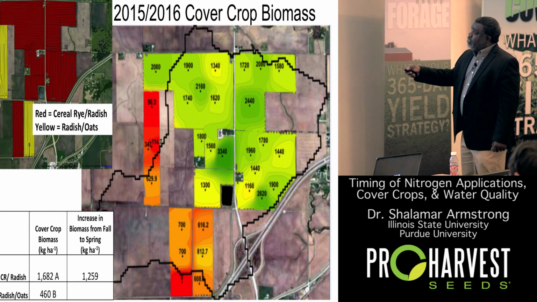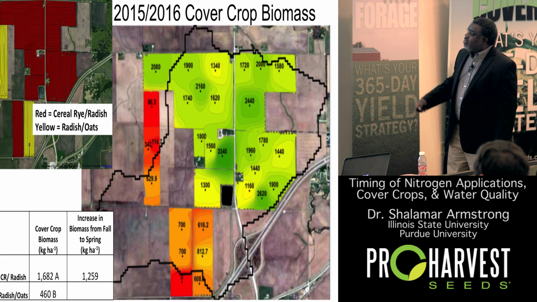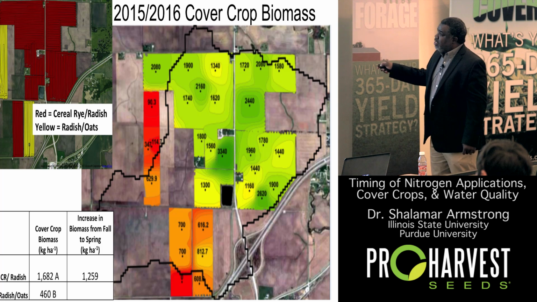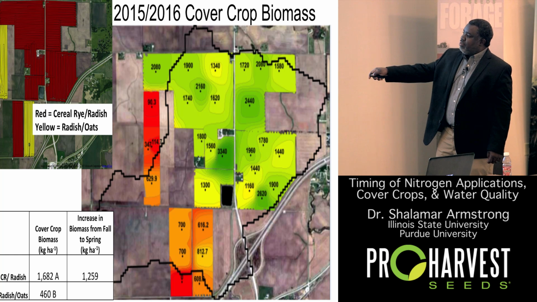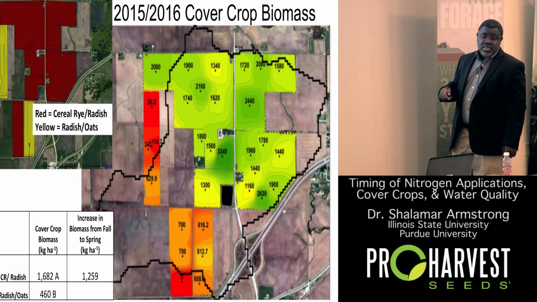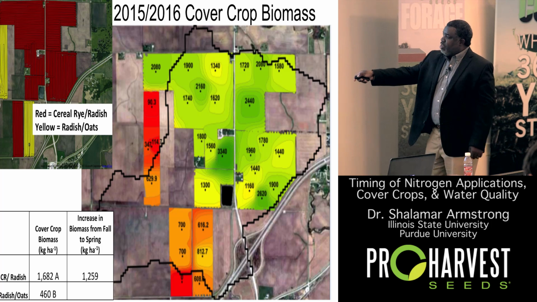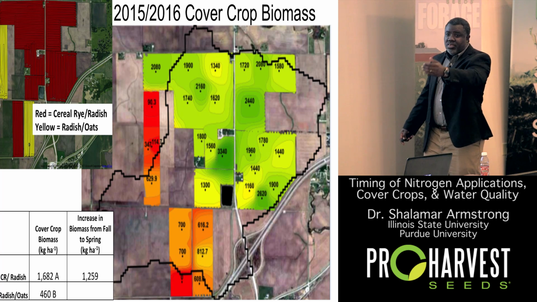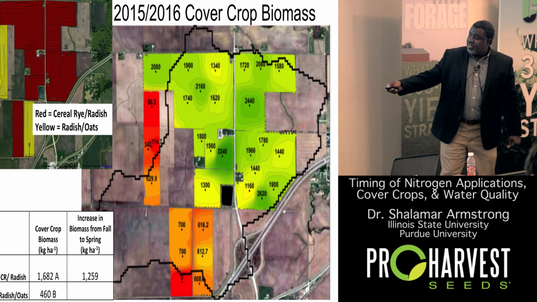Okay, and so where you see this red, this is the cereal radish, and where you see the yellow, that's the radish oats. Okay, and you can see the stamp here, right? Cereal. You can see the stamp. So kilograms per hectare, 1,700 kilograms per hectare for cereal radish versus radish oats, only 460. This is the rock star here, though. Almost 1,300 kilograms per hectare difference when you look at the growth in the fall versus the growth that occurred over time when we got to the spring. That's cereal effect.